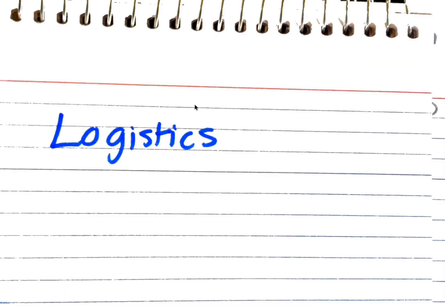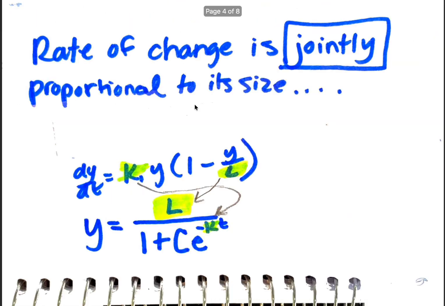And therefore, we can talk about logistics. Logistics is when the rate of change is jointly proportional to its size. So notice jointly is different from the last one. dy/dt is equal to k sub 1 times y times 1 minus y over L.